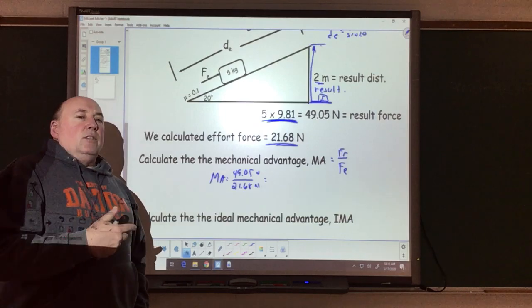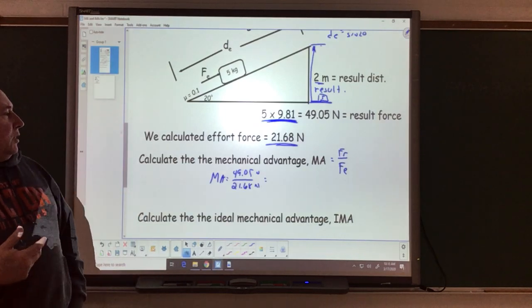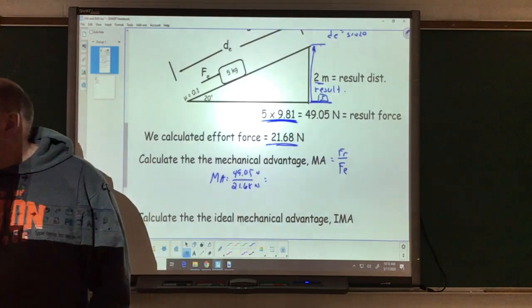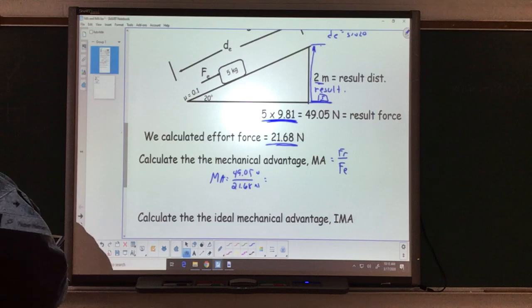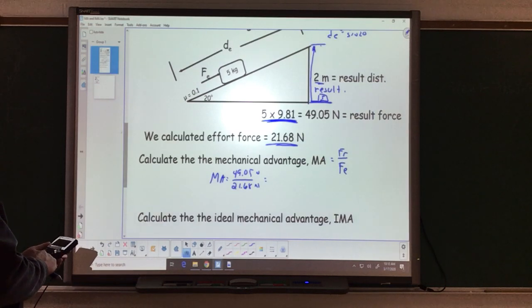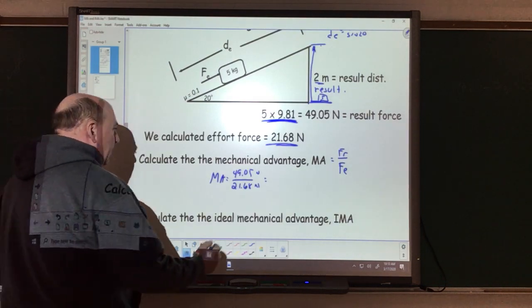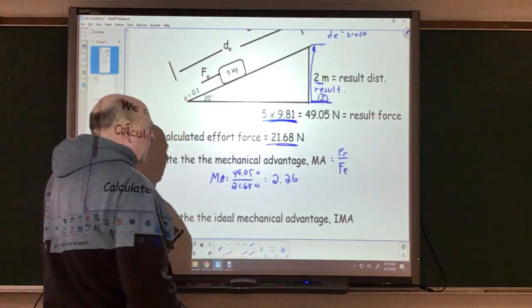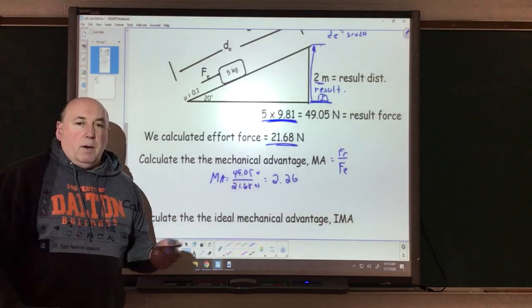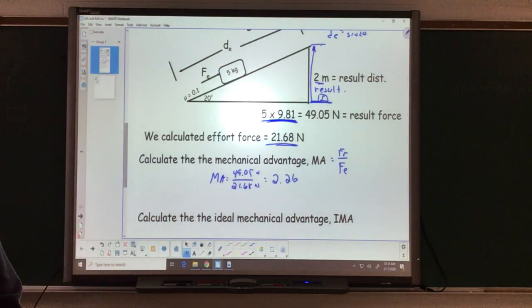So we can clickety-clack this through the calculator and calculate what our mechanical advantage is. Go ahead and calculate this. And what you should come down to is approximately 2.26. Now this is dimensionless because we have newtons divided by newtons, so we have no dimensions there.